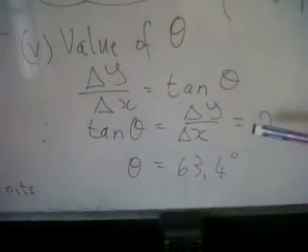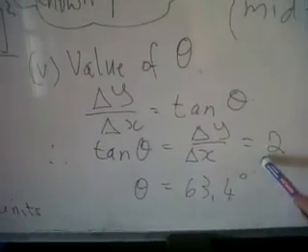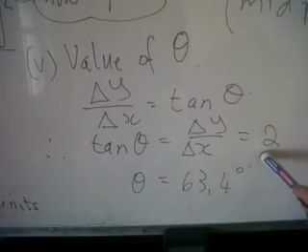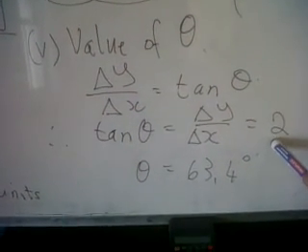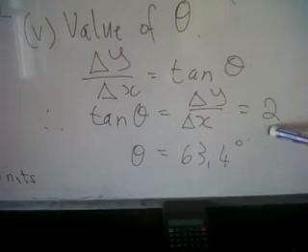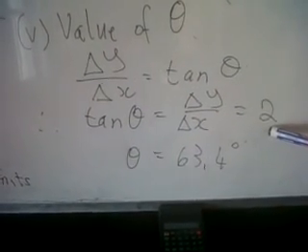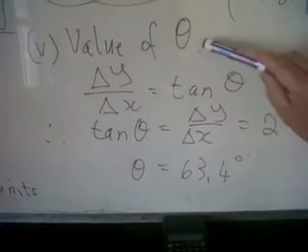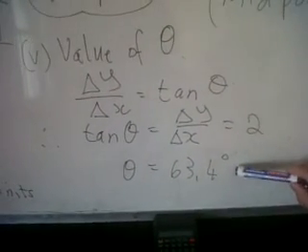Okay? So now, remember we already worked out what the change in y over the change in x is, and that is 2. So what we actually have is tangent of 2. We want to give the value of theta. In other words, you want degrees.